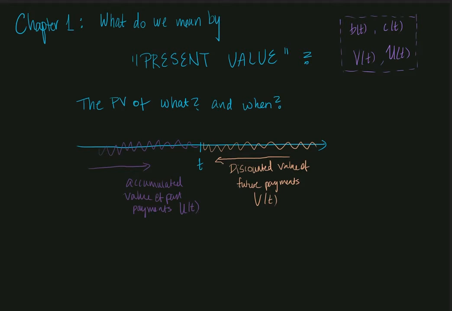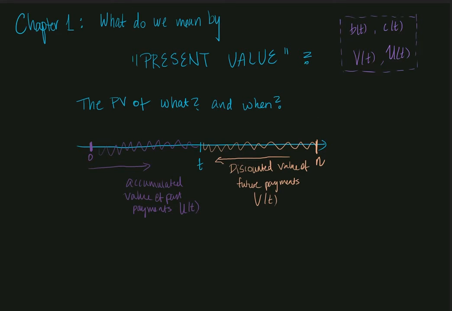So for example, in the continuous version, V of t is evaluated as an integral from t to n, because n is when the contract ends. And when we look at the accumulated value, the integral is evaluated from 0 to t, because we start the contract at time 0. When we stand in the present at time t, we want to look at how much has been accumulated since the beginning.